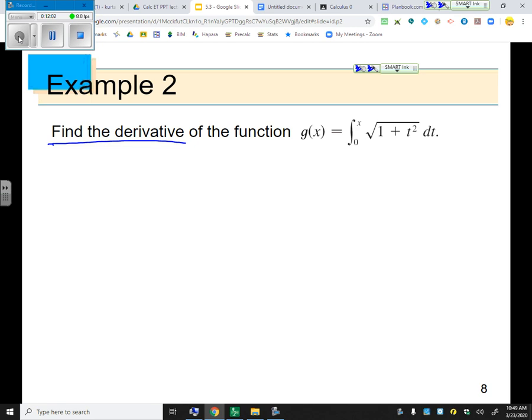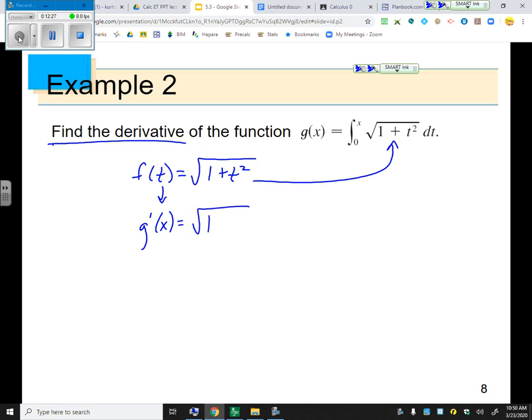And so if I'm wanting to do the derivative, I'm going to put it in my f of t notation. f of t is equal to the square root of 1 plus t squared, exactly what I have in my integrand right here. And so my derivative of this in terms of x, finding the area under the curve until x, well, remember, f of t is going to be the same as g of x. I'm just going to take out my t and put in an x squared.